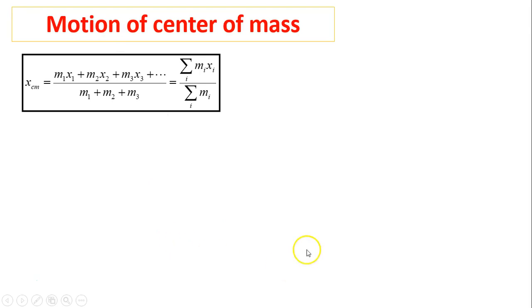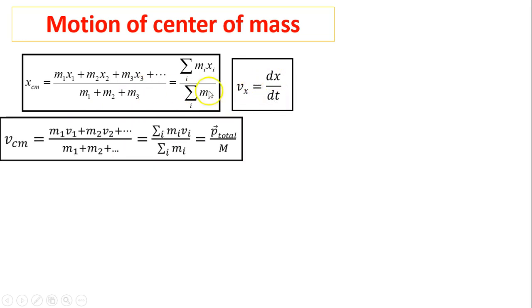Let's take a look at the motion of the center of mass. From the center of mass coordinate, we know velocity is dx over dt. So from there, we can find the velocity of the center of mass. Velocity of the center of mass is just the mass-weighted average velocity over the total mass.